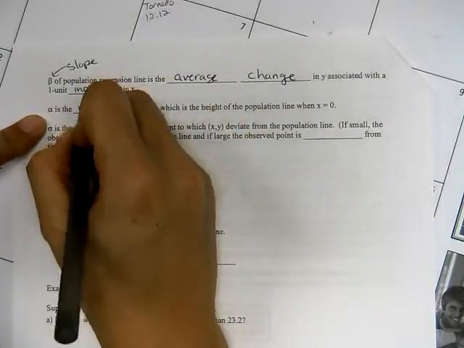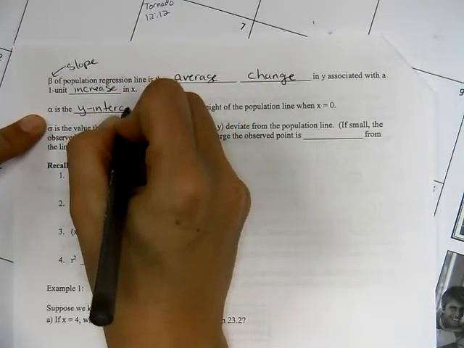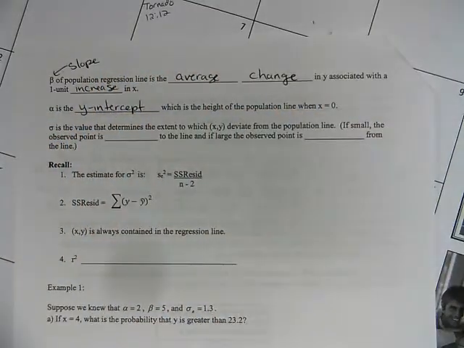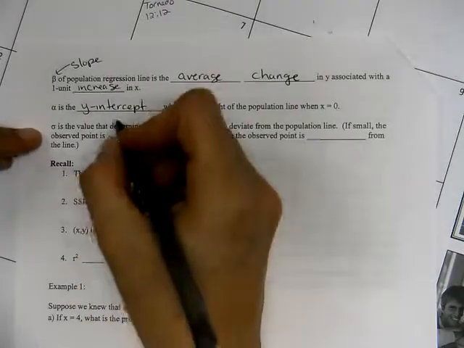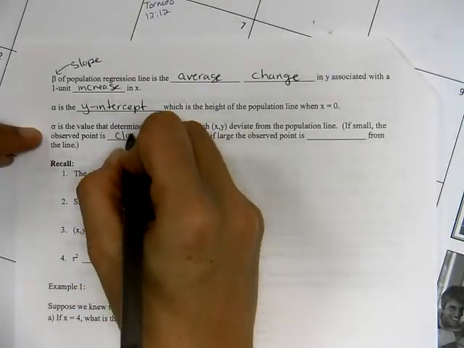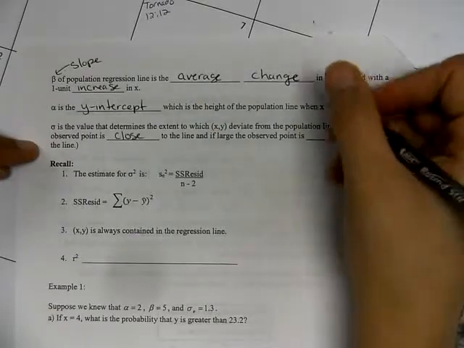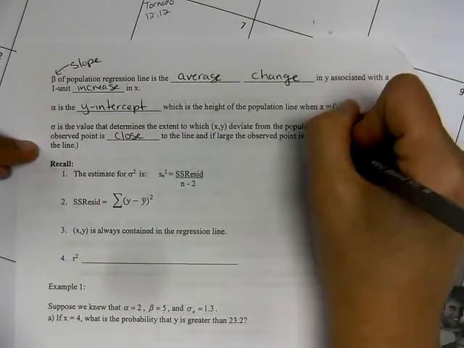Alpha is the y-intercept, the height of the population when x equals 0. Sigma will be the value that determines the extent to which x and y deviate from the population line. If it's small, the observed point is close to the line. If it's large, the observed point is far from the line.